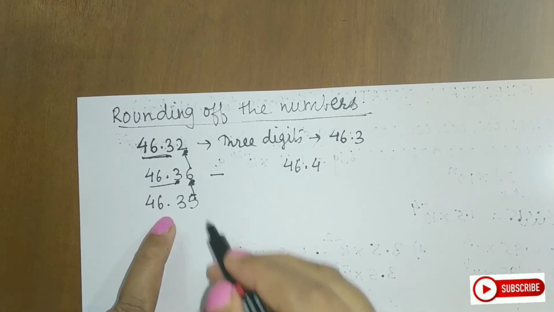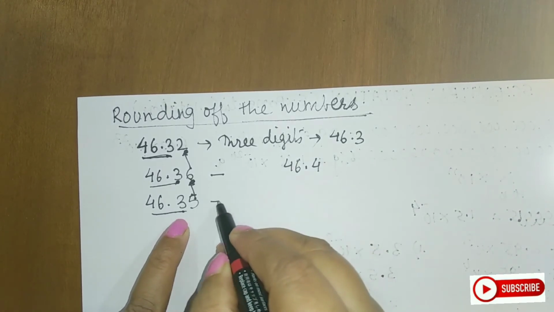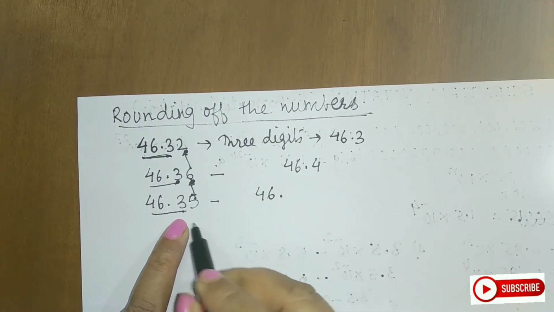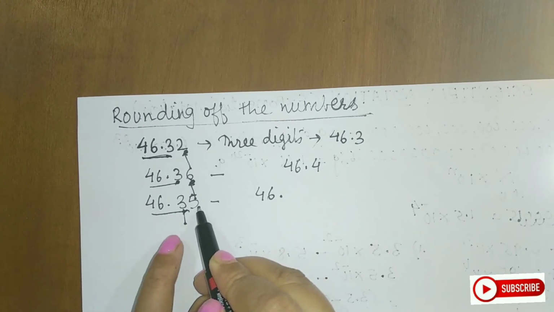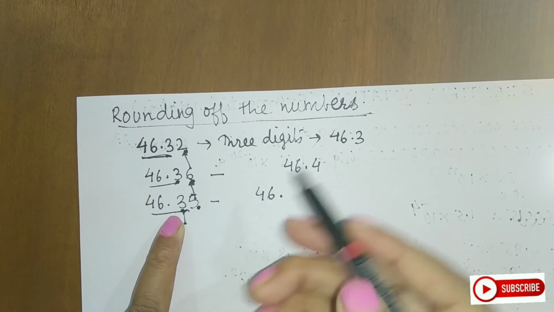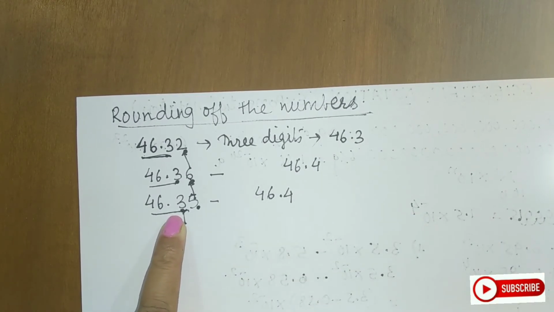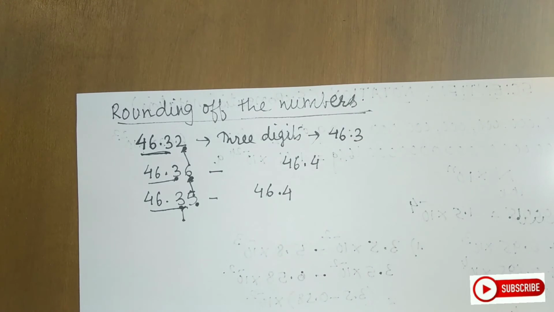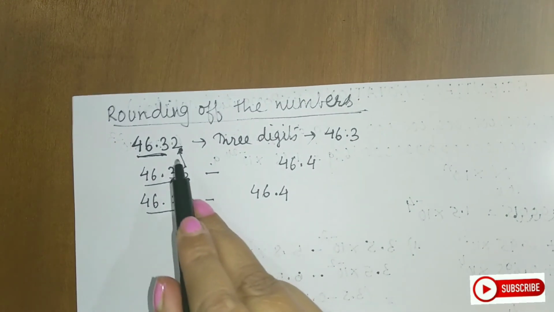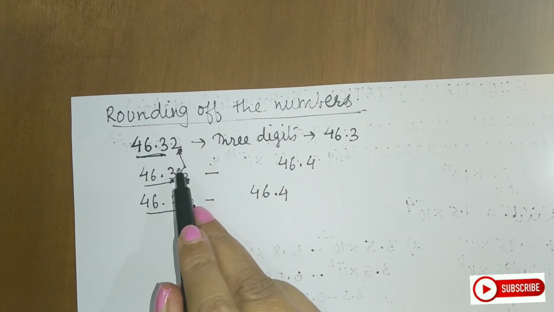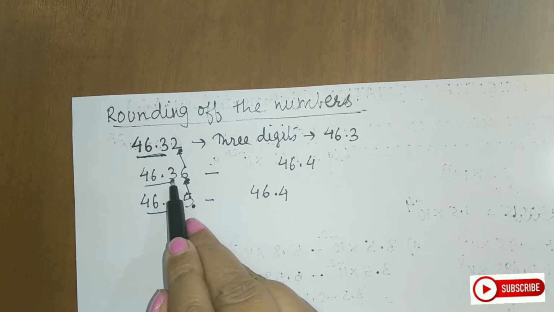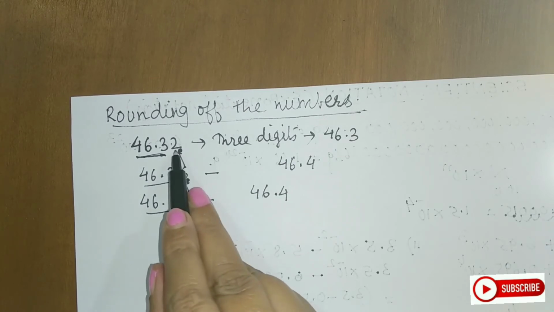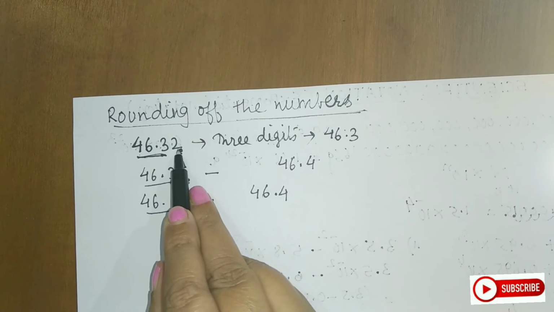46.35. Now students, here also, if I want to write the answer in 3 digits, that is 46 point, now this digit, what I will see is, if this digit is 5 or more than 5, then I will increase this by 1. So again the answer here will be 46.4. So the rule is that if the digit following the last digit to be kept is 5 or more than 5, then the last digit should be increased by 1. And if it is less than 5, then the digit is dropped.